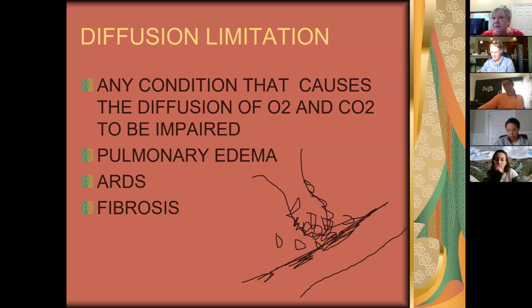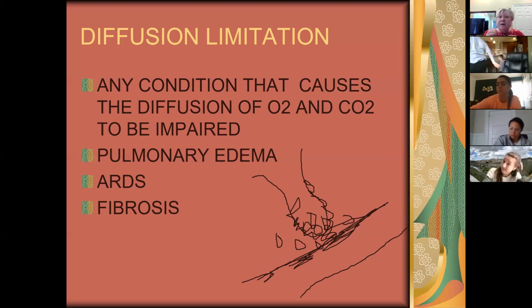Same thing. So anything that increases fibrosis, cystic fibrosis, this is one of the things that kills these people. It becomes scar tissue. The oxygen can't get through the scar tissue. It can't go into the bloodstream. They become hypoxic. So this is diffuse limitation.